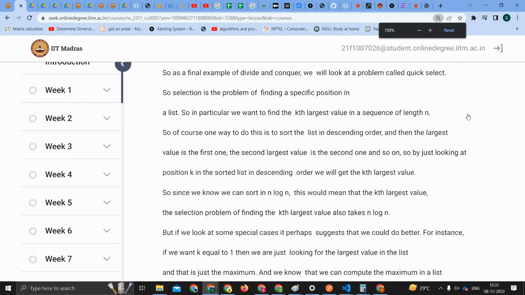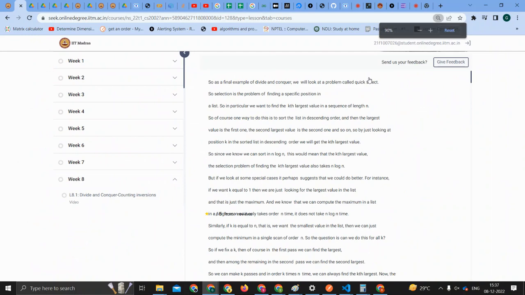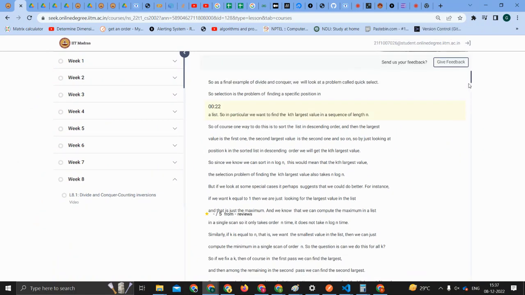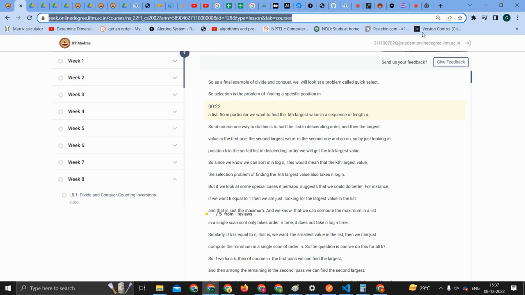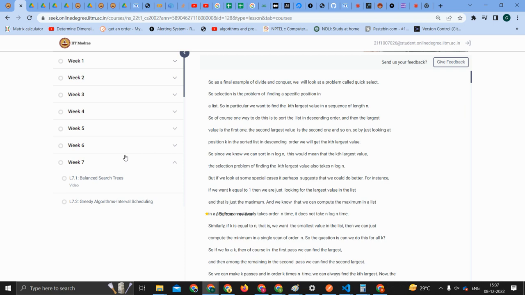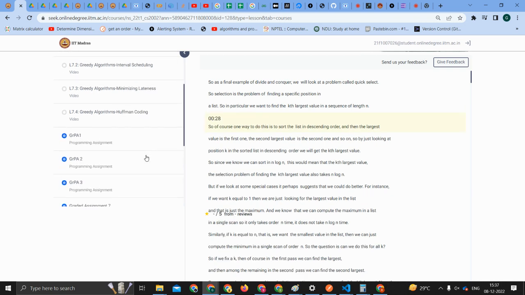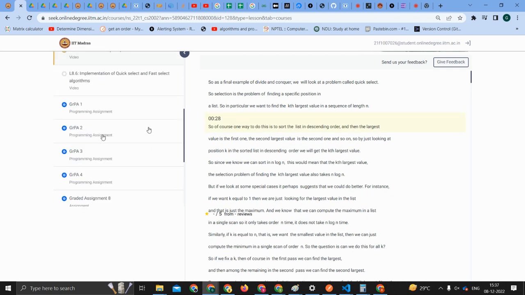This also means that we can actually find the median in linear time, because in particular this finds the kth largest value in a sequence of length n. So of course one way to do this is to sort the list.